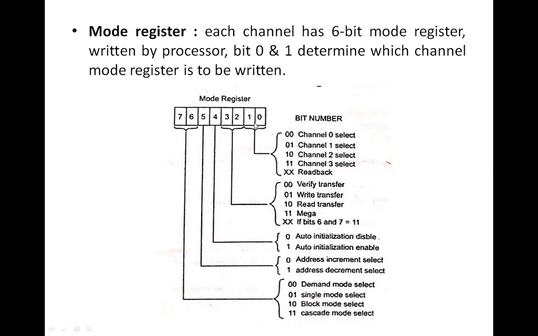So based on the bit values of this mode register, the channel will be selected, and the selected channel works with a particular type of transfer, whether auto initialization is on or not, whether the address has to be incremented or decremented, or in which mode it is working, whether single mode, block mode, cascade mode, or demand mode. So the mode register content is going to give all these kinds of information.